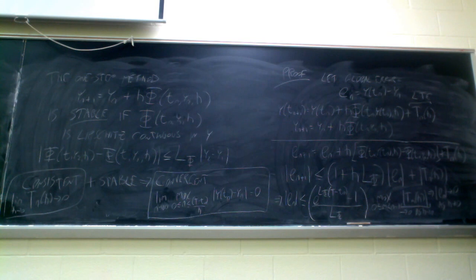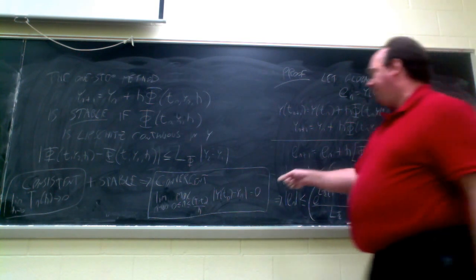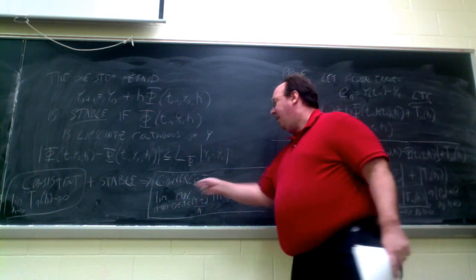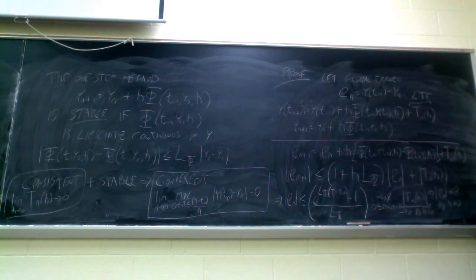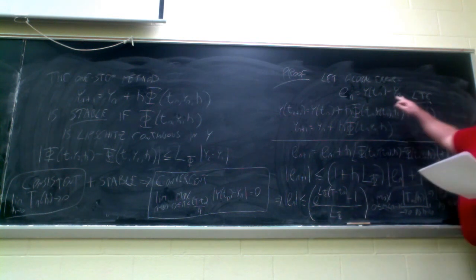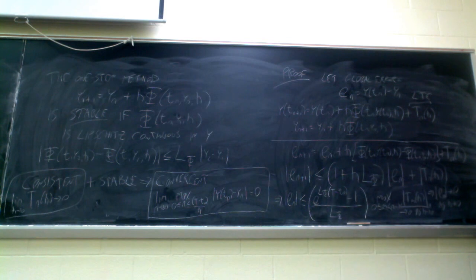Therefore, it meets the definition of convergence, because we want the maximum of E n over all time steps to go to 0 as n goes to infinity, h goes to 0. And from this, we see that it does. All right. So by defining one-step methods in this generic way and requiring this stability condition, really the proof is hardly different at all from a proof for Euler's method.